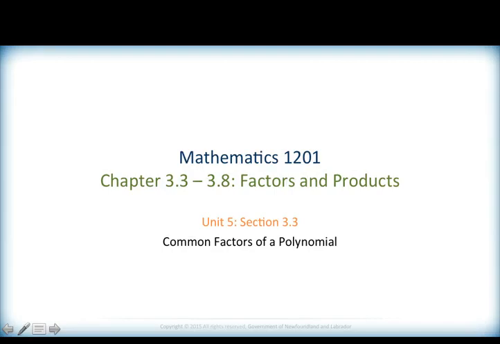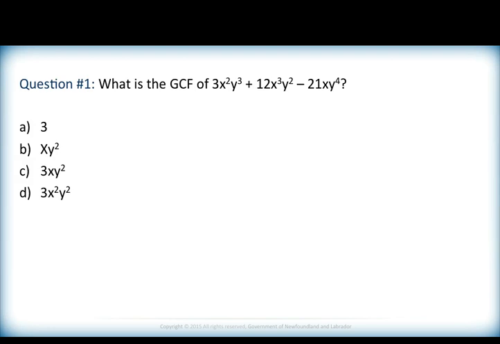In this lesson, we will cover questions from section 3.3, Common Factors of a Polynomial. Question 1. What is the greatest common factor of 3x squared y cubed plus 12x cubed y squared subtract 21x y to the exponent of 4?